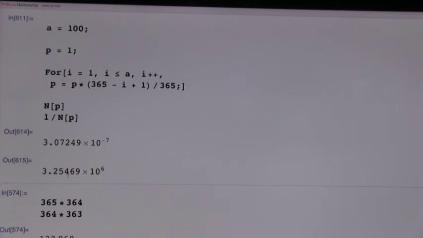Wow. So with 100 people in a room, you will never be in a room of randomly selected people with 100 people and everyone having a different birthday. It's a 1 in 3 million shot. So that'll probably never happen.